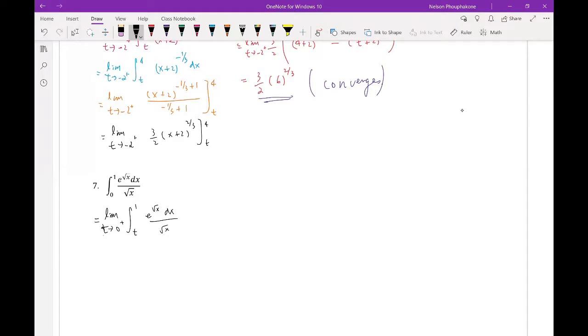For this one, if I let u equal square root of x, then the derivative will be, not negative but positive, 1 over square root of x dx. So now we have the limit as t goes to 0 from the right of the integral of e to the square root of x from t to 1.